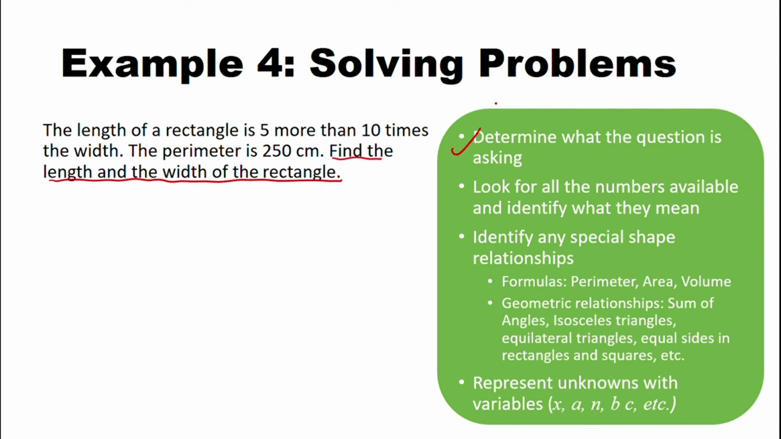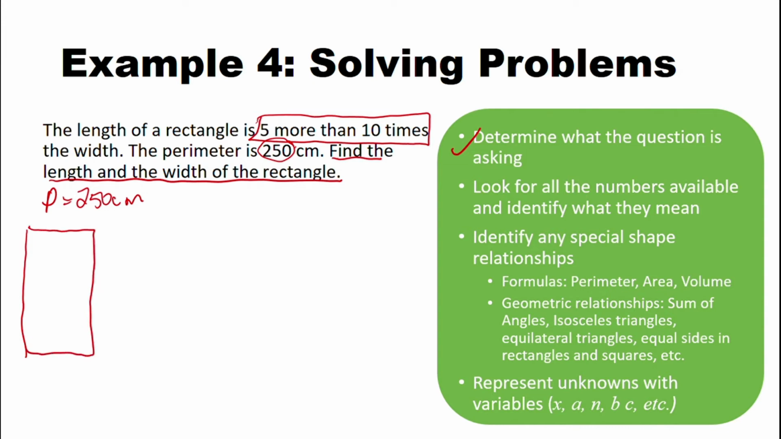Okay. Look for all the numbers available and identify what they mean. So I have the perimeter is 250 centimeters. So let's write that down. And I have 5 more than 10 times, which isn't really a number. So that's tricky. I'm going to draw this out because it sounds difficult. There's my rectangle. It's a little sketchy, but that's okay.